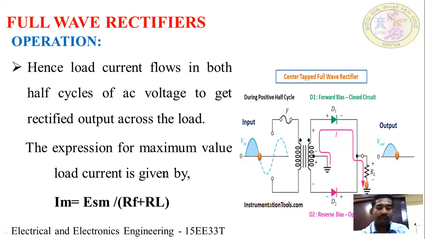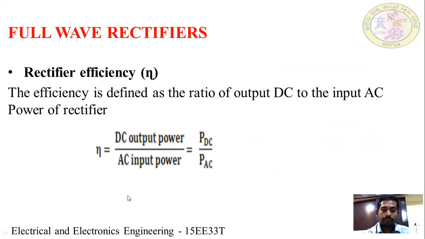The expression for the maximum value of load current is given by Im is equal to Esm by Rf plus RL. Rf means forward resistance, RL means load resistance. The efficiency of a rectifier is defined as the ratio of output DC power to the input AC power of the rectifier. That is, efficiency is given by the DC output power to the AC input power, that is equal to PDC divided by PAC.